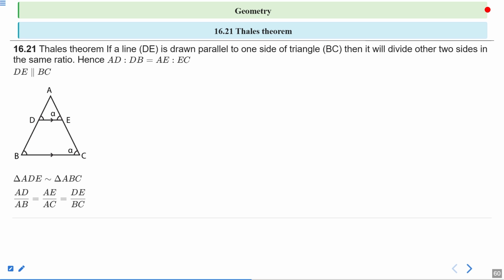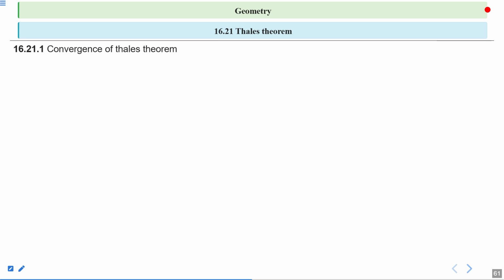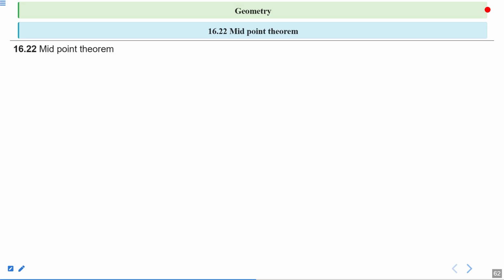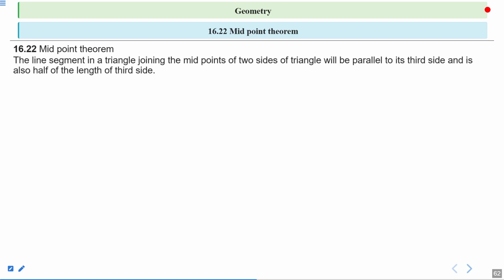Next one. Converse of Thales theorem. If D and E are two points on AB and AC such that AD by BD equals AE by EC, then DE is parallel to BC. Midpoint theorem: the line segment in a triangle joining the midpoints of two sides of the triangle will be parallel to its third side, and it is also half the length of the third side.